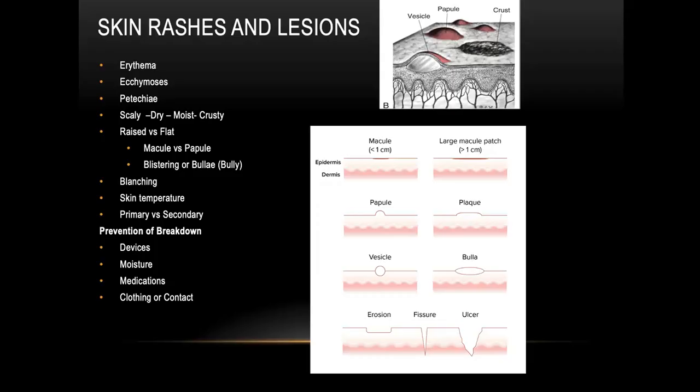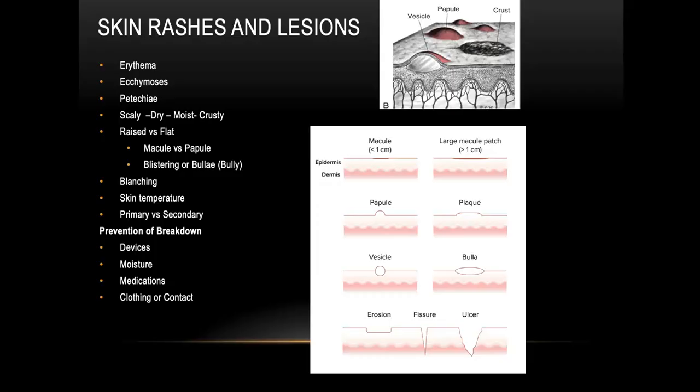Petechiae are pinpoint, tiny, sharp, circumscribed spots that are superficial on the skin. Do I have a picture of petechiae? I think we have one later on. Petechiae is usually spread just a little bit, and can usually occur with distress. When I say distress, I mean like hypoxia, or it could be because of a virus. Then we have things such as dry, scaly, moist, crusty.